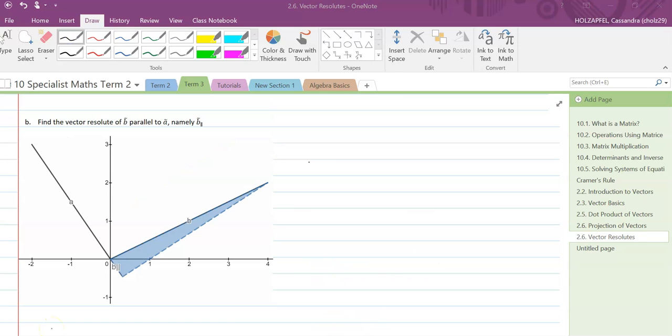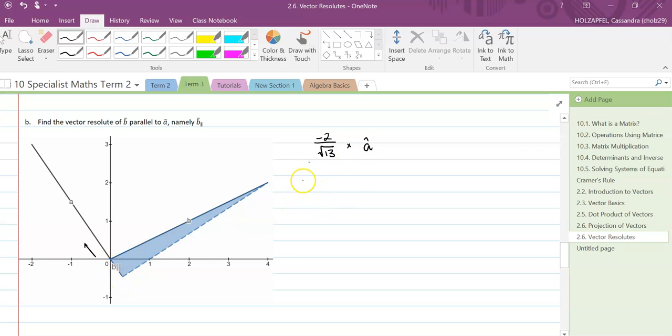For B, we're going to be finding the vector resolute that's parallel to A. So to do that, we're going to use the length of the line that we just calculated, which was negative 2 over the square root of 13, and we're going to multiply that by the vector A. Now, because this is negative, it is acting in the opposite direction, and so it will switch the direction of that vector.